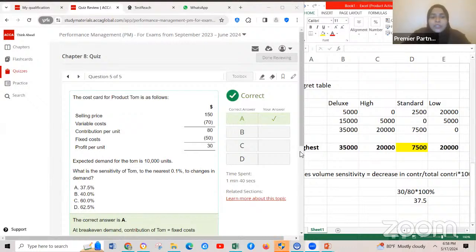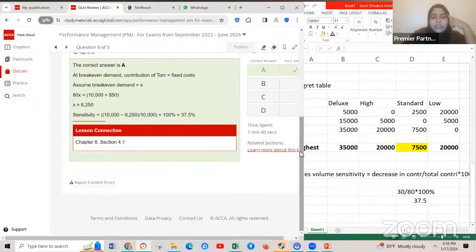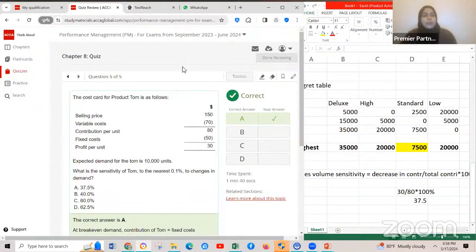Or you can even, because sensitivity of demand, margin of safety also can be calculated. I think they have calculated margin of safety. Even that can be done, no problem. Because especially it's for sensitivity of demand, so you can use margin of safety. Right.